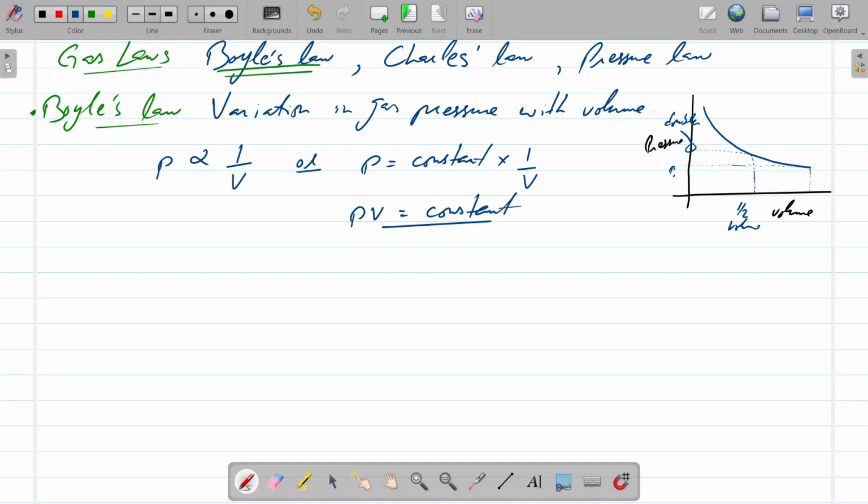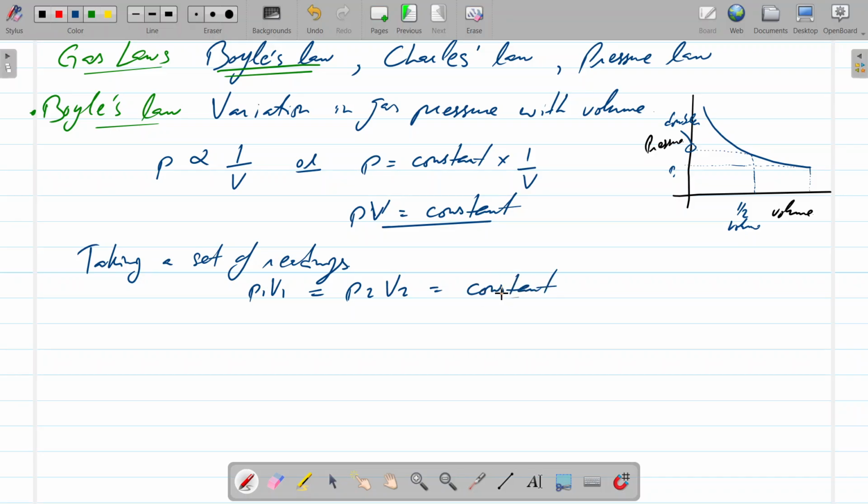Now, and this should be a capital V, sorry, capital V. Now, if the multiple of pressure and volume is constant, then taking a set of readings, what you should get is P1 V1 should equal P2 V2, which should all equal a constant, and that constant would be the same.